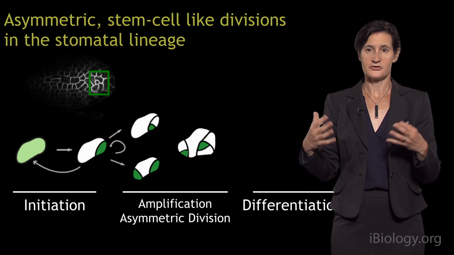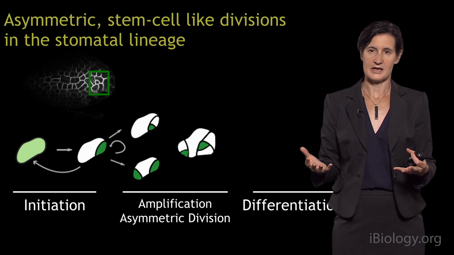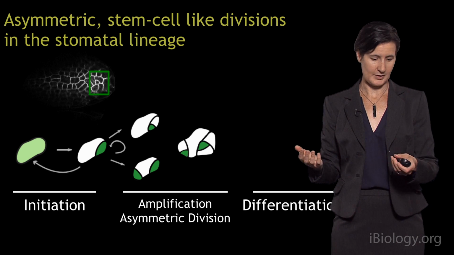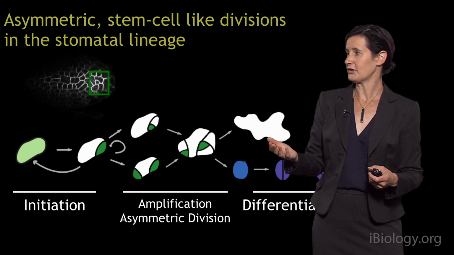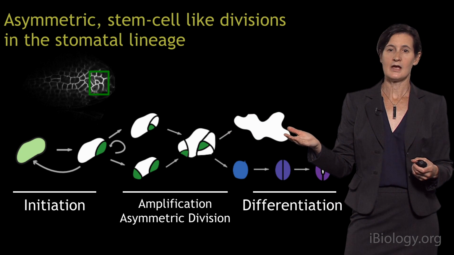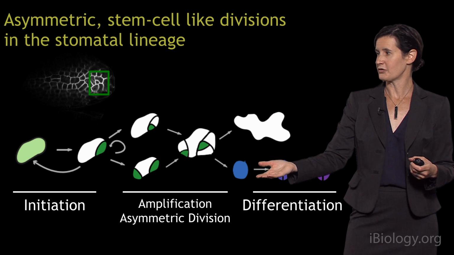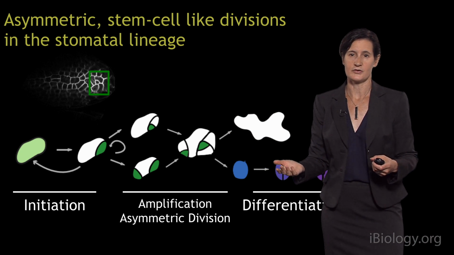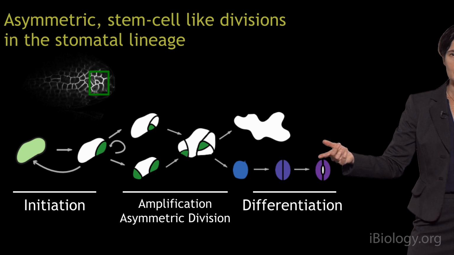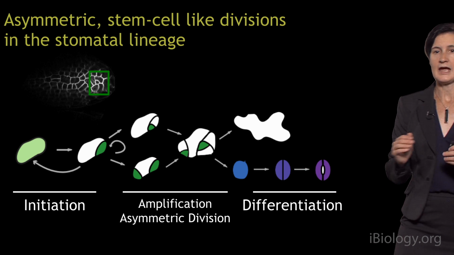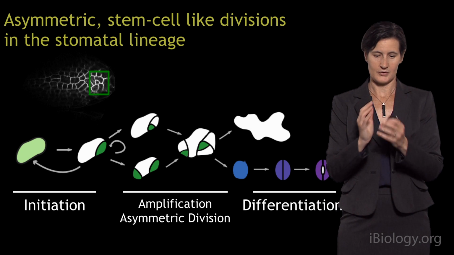Eventually, though, these cells will stop being in that stem cell-like state and differentiate into one or the other cell type. So those two cell types, those pavement cells again in white, and the colored cells will go through this process shown here called differentiation, where they go from blue, they divide once down the middle, and that makes those two symmetric cells of the guard cells.